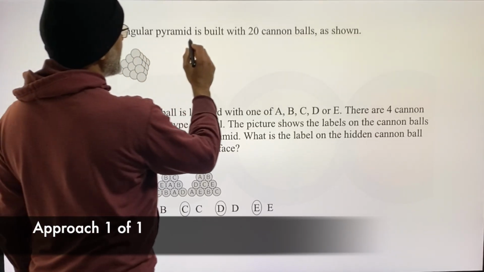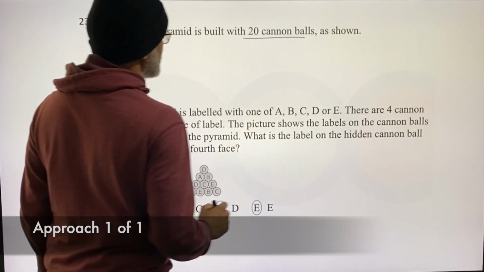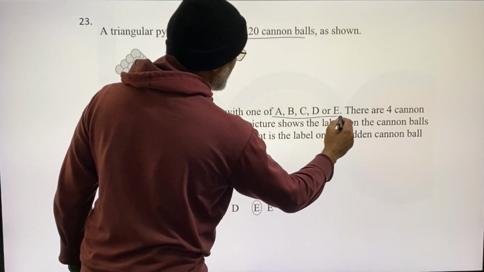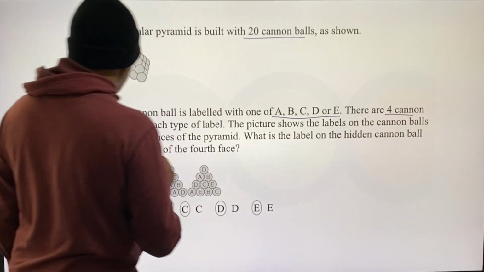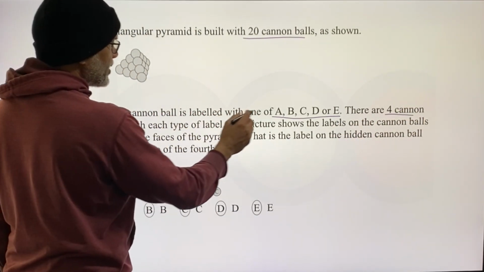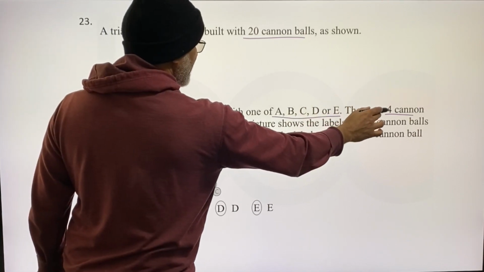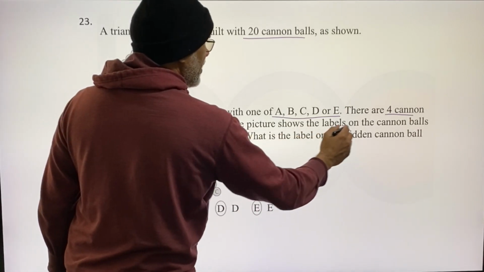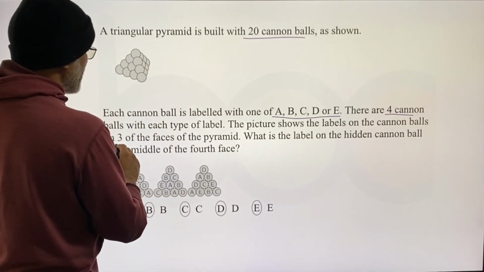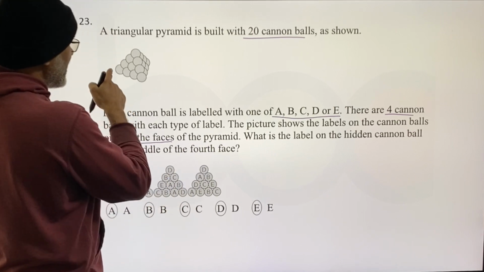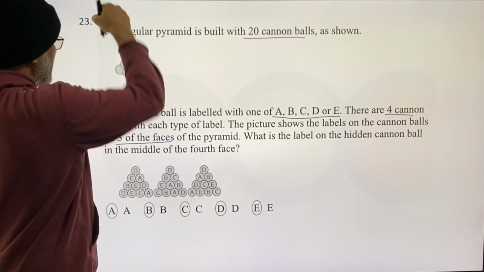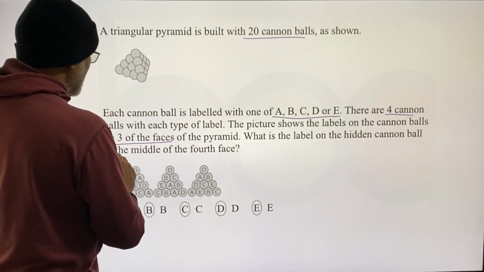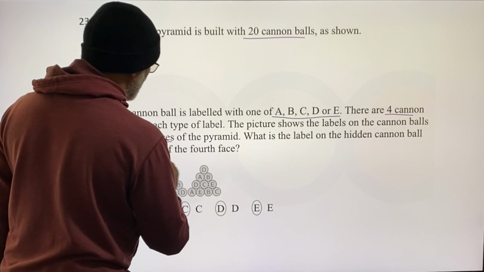A triangular pyramid is built with 20 cannonballs, as shown here. Each cannonball is labeled with one of A, B, C, D, or E. There are 4 cannonballs with each type of label. All right, so there are 5 labels, and each type has 4. So 5 times 4 is 20 cannonballs. The picture shows the labels on the cannonballs on 3 of the faces of the pyramid. So the pyramid has 4 faces, right? 1, 2, 3, and 4. What is the label on the hidden cannonball in the middle of the 4th face?